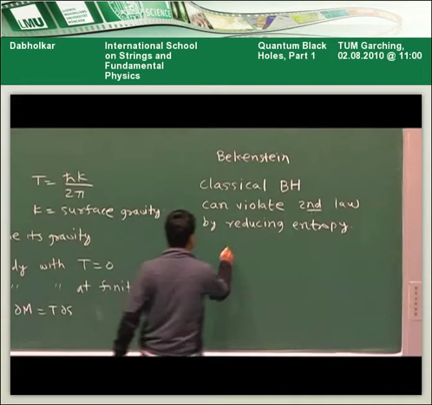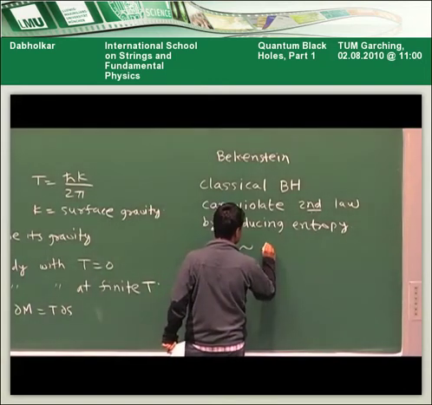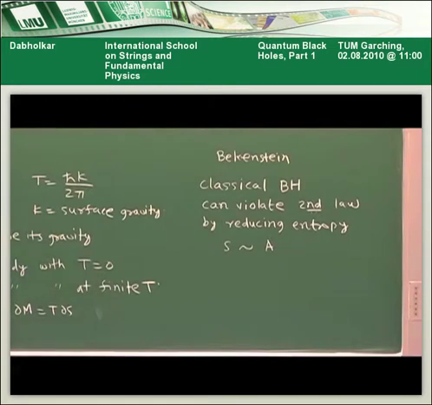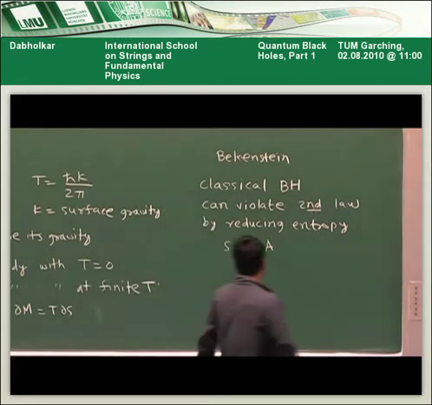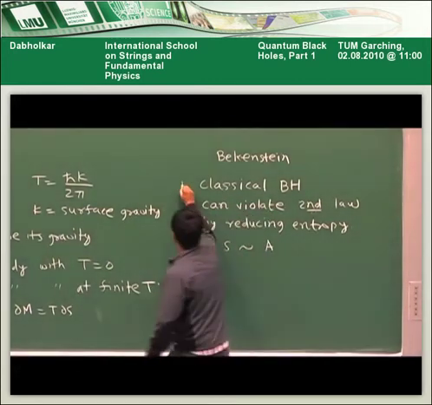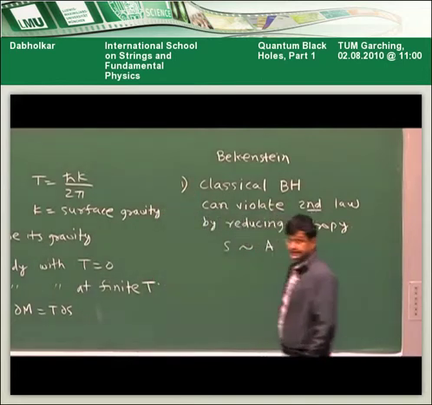He proposed that the black hole has entropy which is proportional to the area of the black hole, which is roughly the area of this region called the event horizon. We are going to discuss this in detail. So it's like a sphere of some radius sitting here, and Bekenstein proposed that it must have entropy proportional to the area.